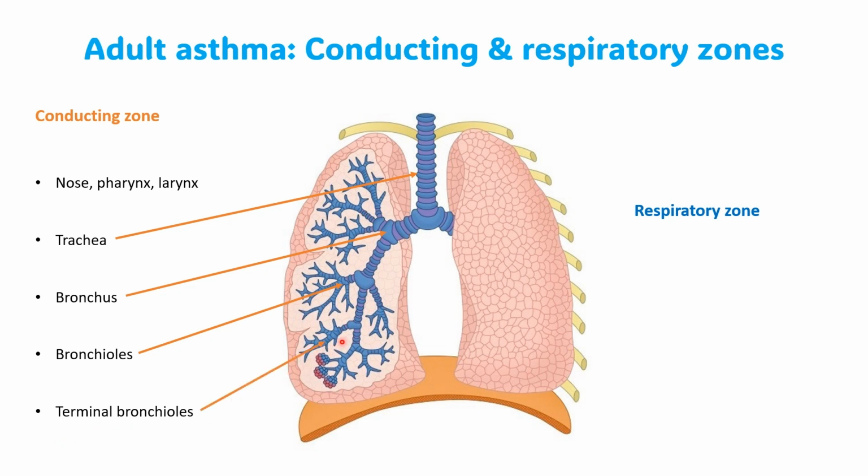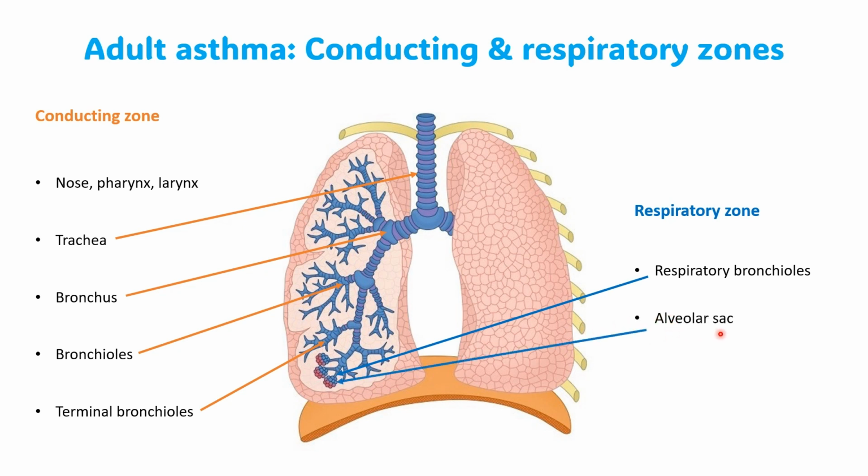We also have the respiratory zone, and this is where we have gas exchange occurring, so exchange of CO2 and oxygen. The respiratory zone consists of respiratory bronchioles. They're very, very fine, very small bronchioles, and they're just proximal to the alveolar sacs. And the reason why I'm saying this is because in asthma, it's mainly the conducting zone which is affected.